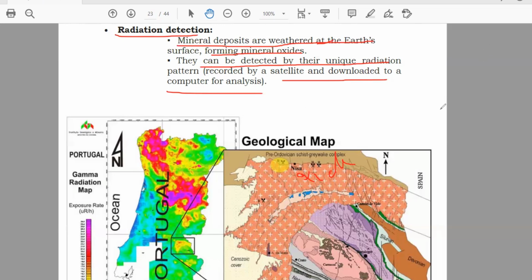For example, if there is a mineral in this area, naturally it will release radiation, and every mineral has a different pattern of radiation. So with the help of a satellite, they will take a picture of a particular area, put that picture inside a special program in the computer, and get the image. Then if they carefully observe it, they can tell that there are some possibilities of minerals in that area.